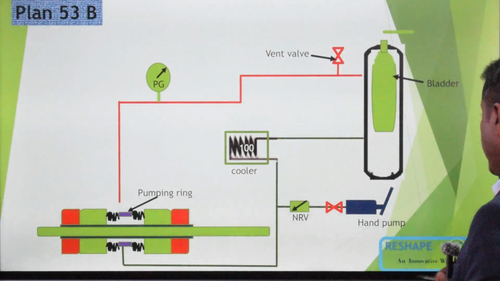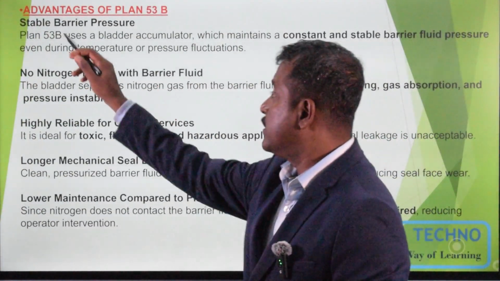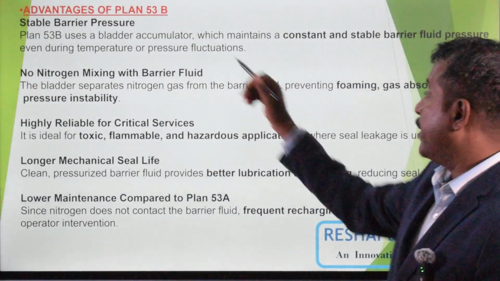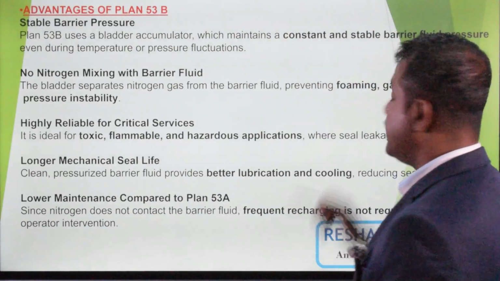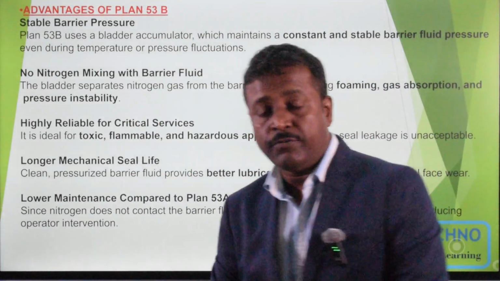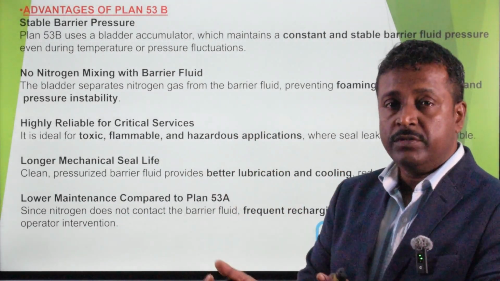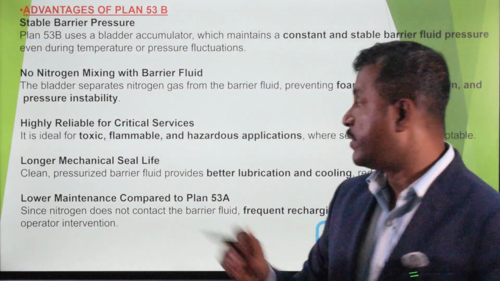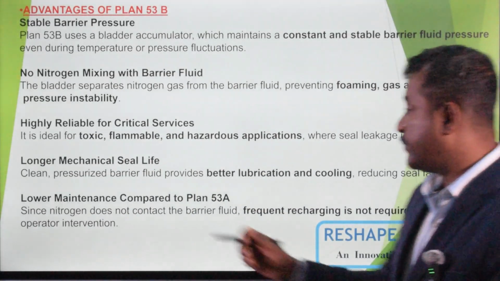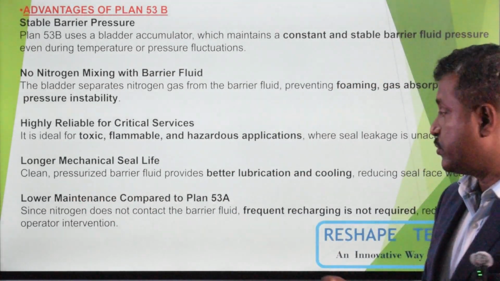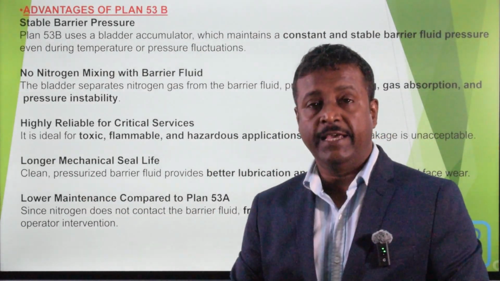Now, what are the main advantages of this particular seal plan? The main advantage is the stable barrier pressure. Why? Because a bladder accumulator is used in this system, constant and stable pressure is maintained. Mixing of nitrogen with the barrier liquid is not possible here because we fill the nitrogen into the bladder only. It is a highly reliable seal system, with longer mechanical seal life because clean and pressurized barrier fluid is used. It also has lower maintenance compared to plan 53A.